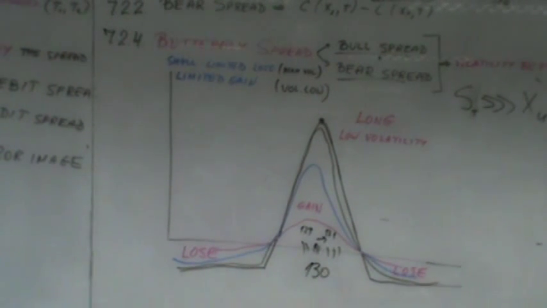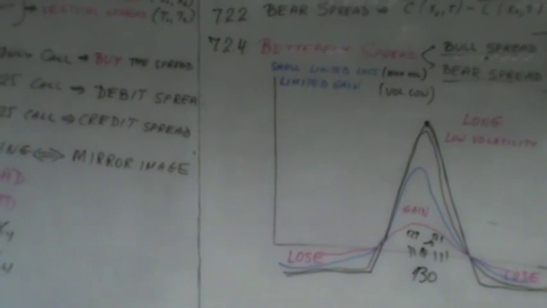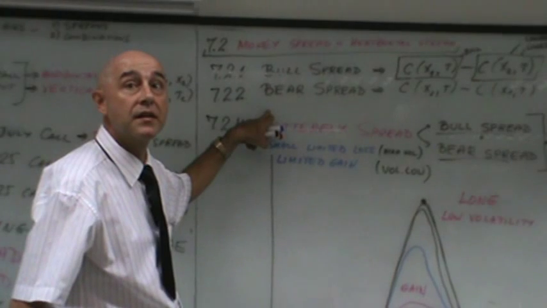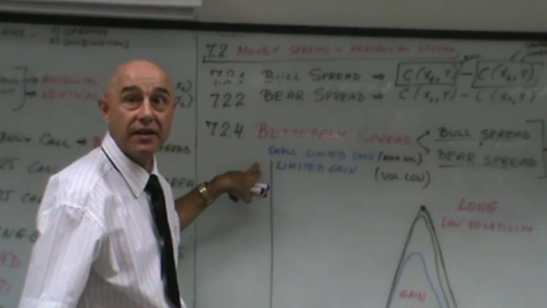Let's see what we've got over here. Probably take a little break. So this is a bull spread and a bear spread. Butterfly is a long bull spread. Let's make sure. And this is a butterfly.